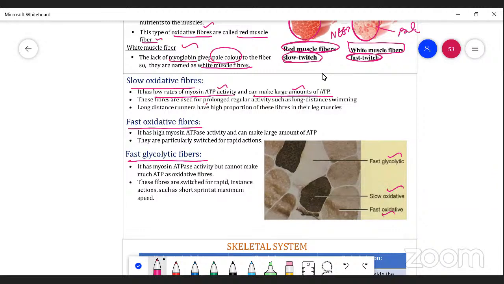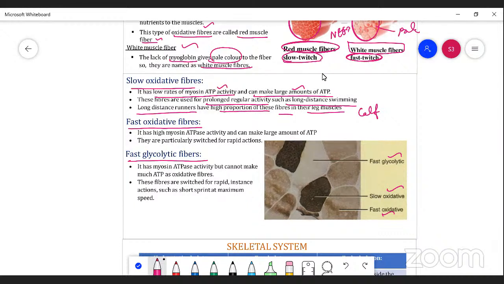These fibers are used for prolonged regular activity, such as long distance swimming. Long distance runners also have a high proportion of these fibers in their leg muscles. That is the calf muscle, the muscle present in the leg. So slow oxidative fibers have a low rate of myosin ATPase activity, so they can make a large amount of ATP, and they are used for prolonged regular activity like long distance swimming.